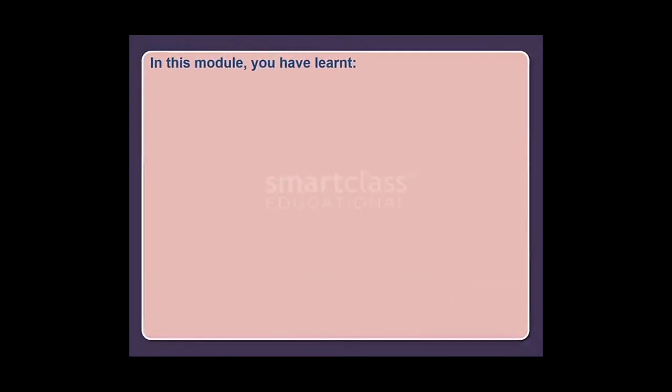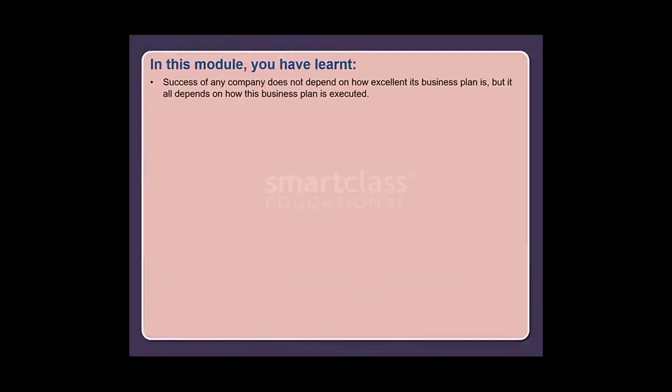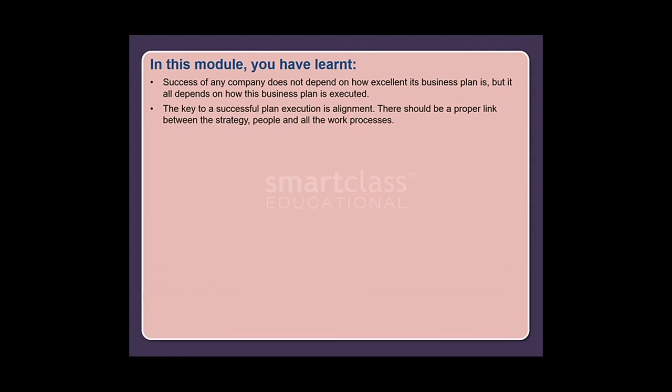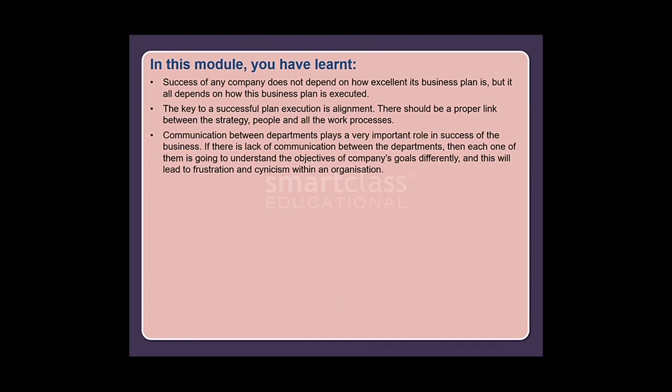In this module, you have learned that success of any company does not depend on how excellent its business plan is, but it all depends on how this business plan is executed. The key to a successful plan execution is alignment. There should be a proper link between the strategy, people, and all the work processes. Communication between departments plays a very important role in success of the business.